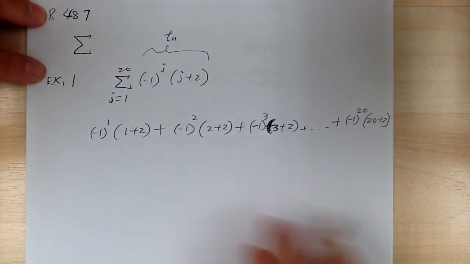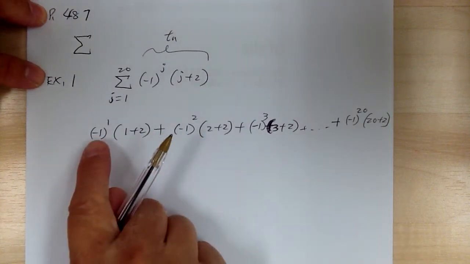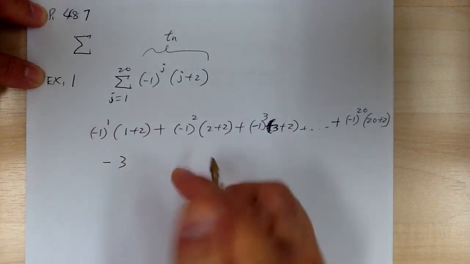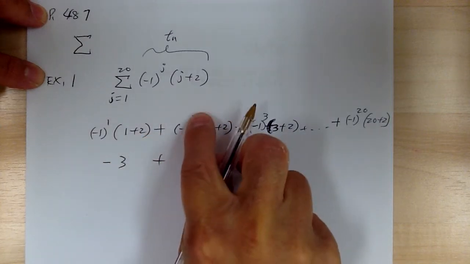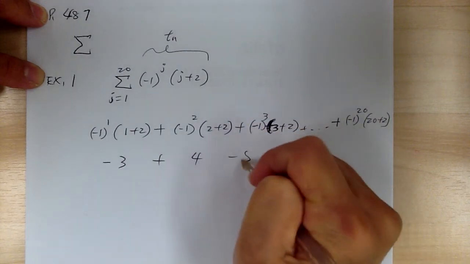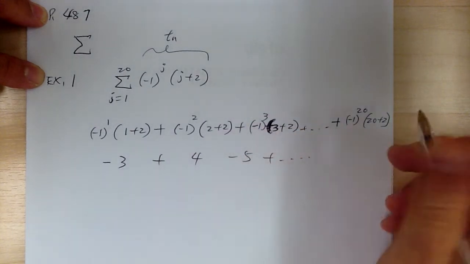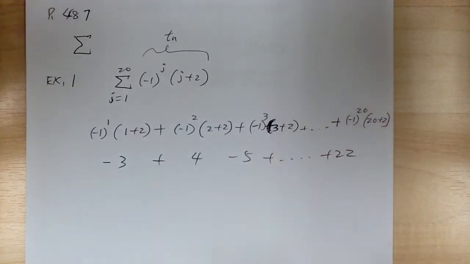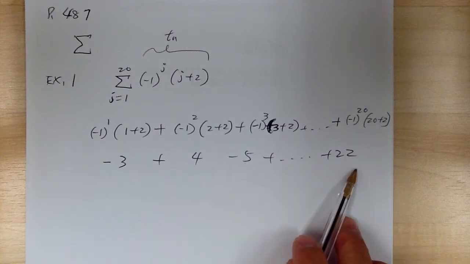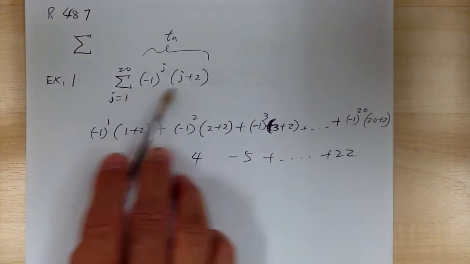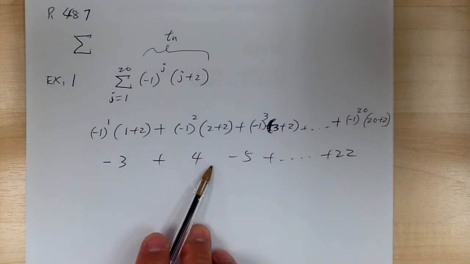Then after that you simplify. This will give you negative 1, so it'll be negative 3, plus this will give you positive 4, and this will give you negative 5, plus dot dot dot. The last one is even, so it'll be 22. And that's your answer. This is called expanded form, which means you write it out, and so that's when you have to expand.